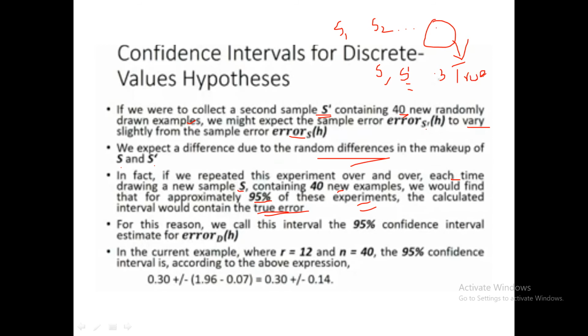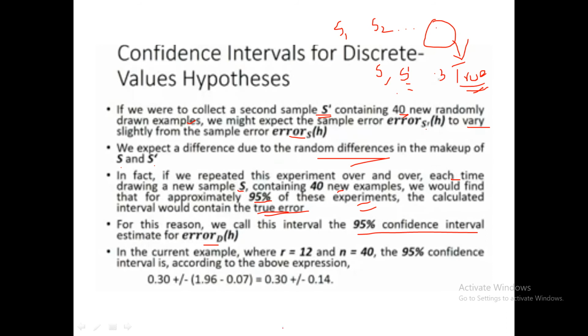We said it is very difficult for us to find the true error because we don't have the population. We don't know how many data are there in the population. But what is there? A sample is there. When you do this for sample errors S1, S2, S3, taking different samples and calculating the error, it is estimated that 95% of the time the error you get here will almost be the same as your true error. So we call this interval the 95% confidence interval estimate for error, right?